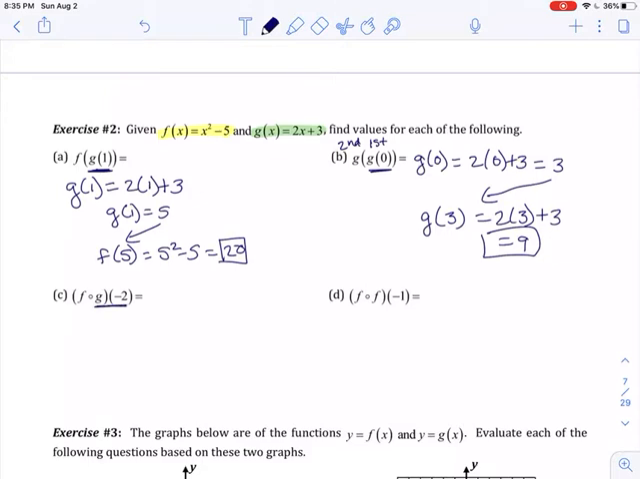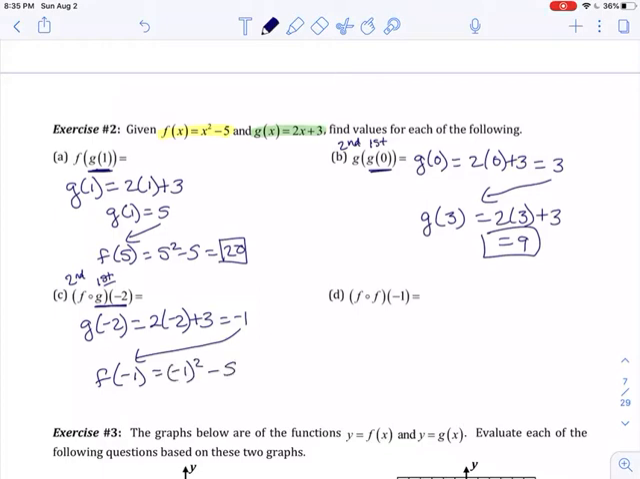Okay? On C, different notation, but this is my first function. My first function is on the right. My second function is on the left. So I'm going to do g of negative 2. So that's 2 times negative 2 plus 3, which is negative 1. And then that output becomes my input for my second function. f of negative 1 is negative 1 squared, and just be careful with this because the whole thing is being squared. So negative 1 squared is positive 1, and 1 minus 5 is negative 4.